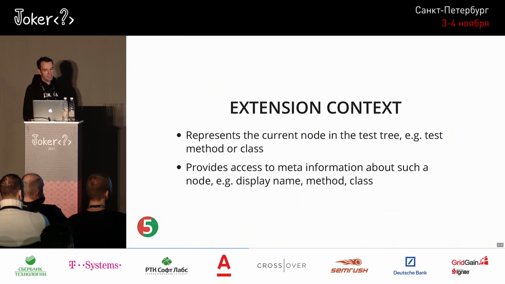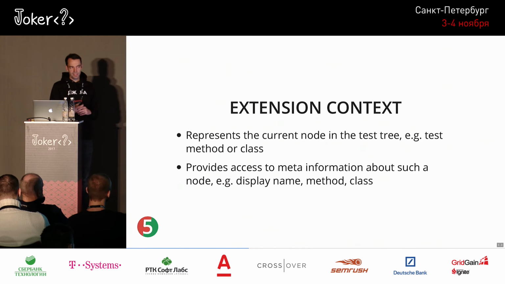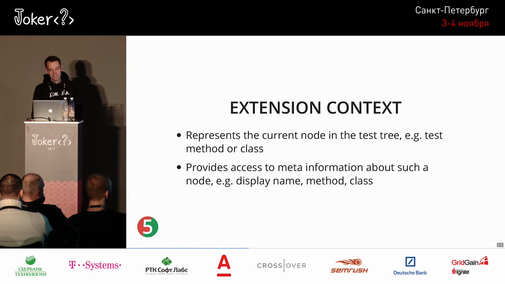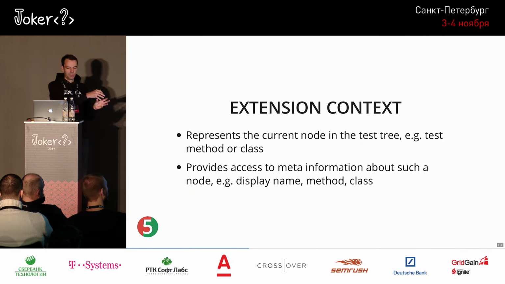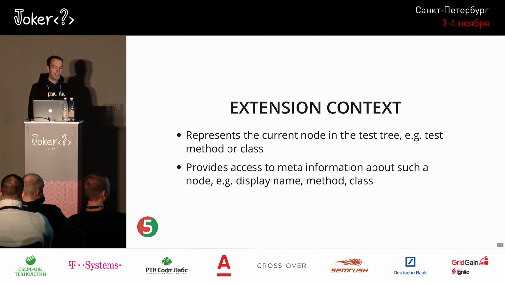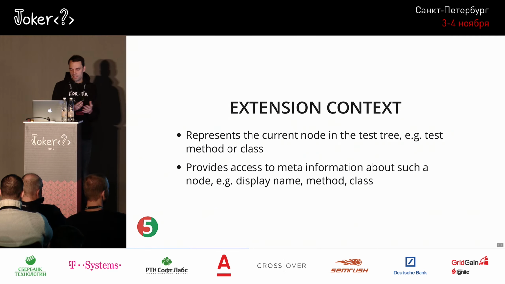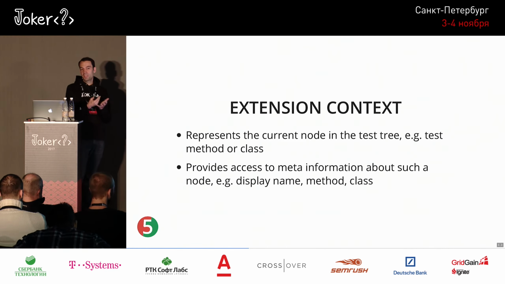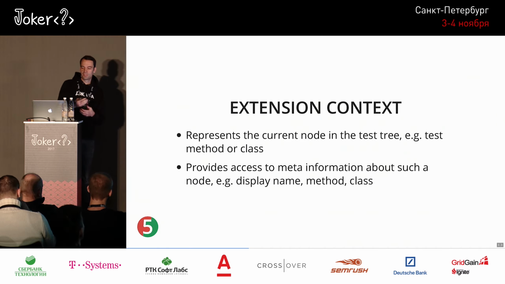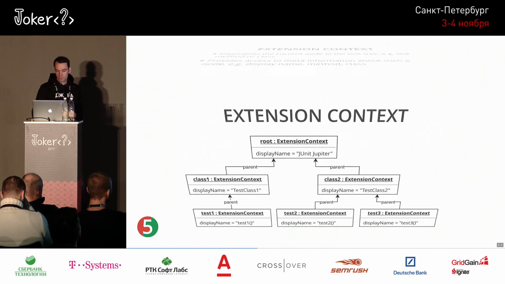All right. I talked a little bit about extension context. I want to give you a little more detail now. As I said, it represents the current node in the test tree that you get in the IDE, right? So it could be a test method, a test class, in the simplest cases. And it provides you with access, for example, that you can use in an execution condition implementation to reason about should this test run, should this test be skipped, and so on.